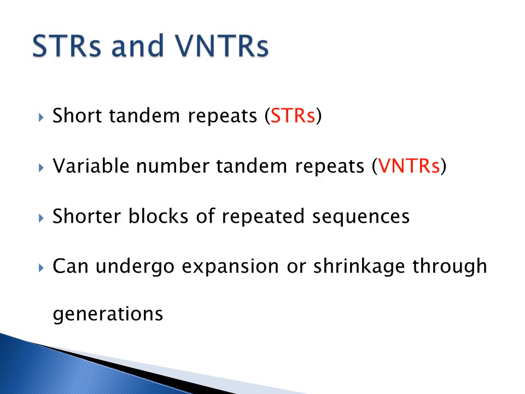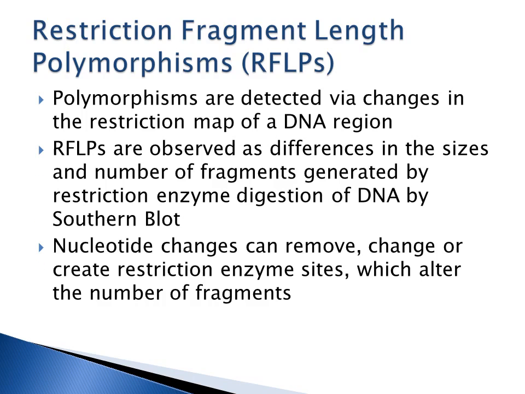Short tandem repeats and variable number tandem repeats. So those are two different types of repeat regions in the genome. These are shorter blocks of repeated sequences, and they both can undergo either expansion or shrinkage throughout generations.